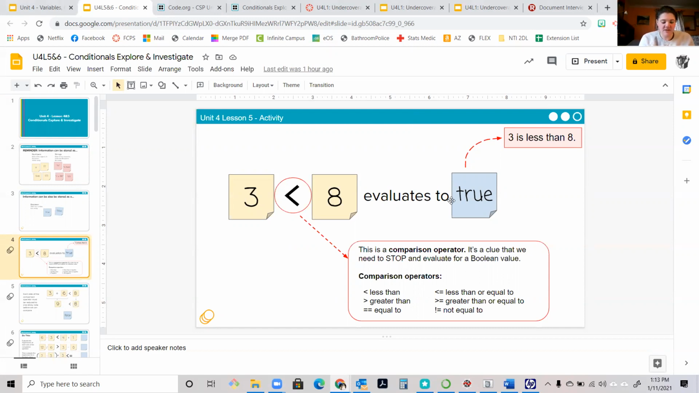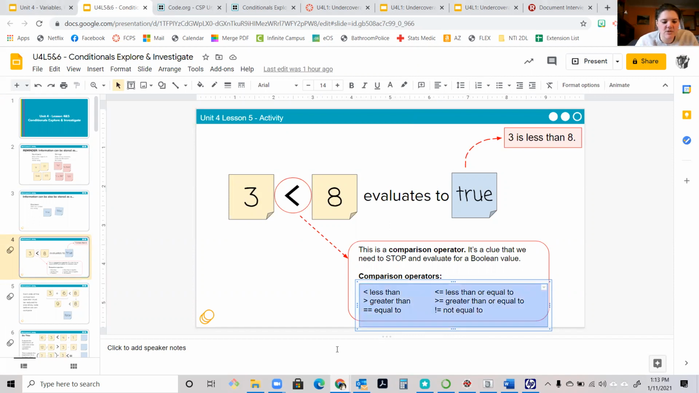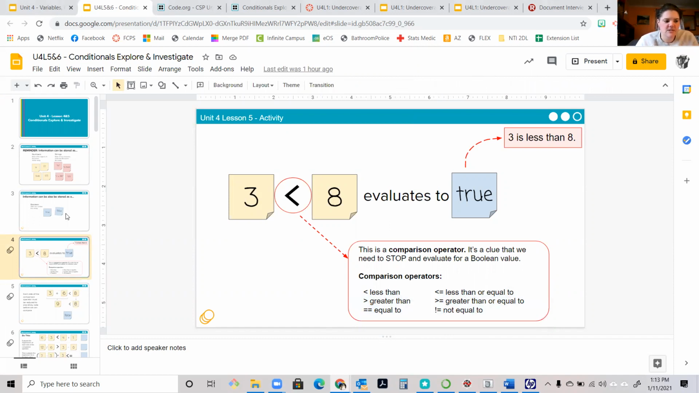There are lots of different comparisons. In this one, we have 3 less than 8, but we could have used the greater than symbol, the equal to, which is 2 equal signs. Remember, 1 equal sign in Java and most other languages means takes the value of. So that's putting something into the variable. A double equal sign is a comparison operator. That means, is it equal to? We have less than or equal to, greater than or equal to, or not equal to. So those are all of our comparison operators down there.